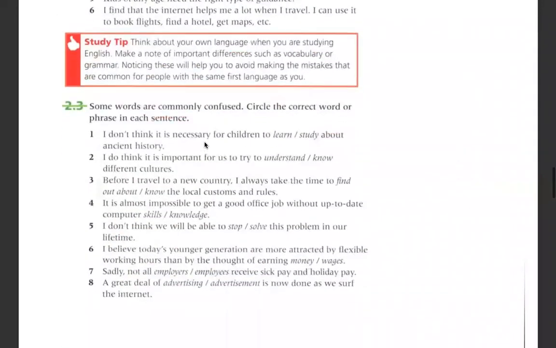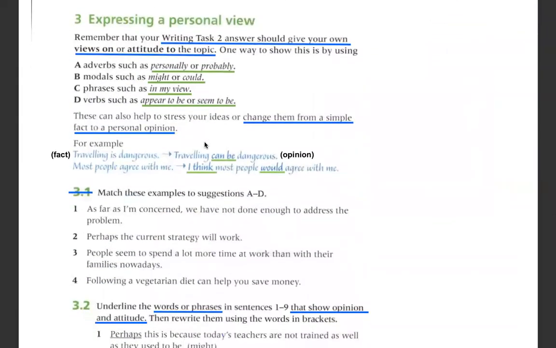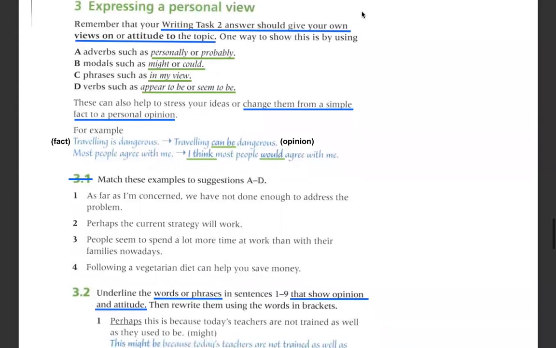Okay, so we need to use a formal style. We also need to usually give our personal view. So in task 2, at some point, we should give our opinion. So we should give our view or our attitude on the topic. We can do this in a few different ways.